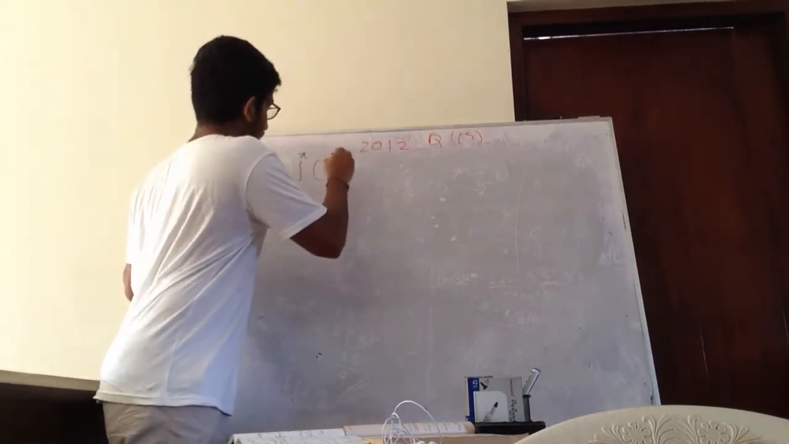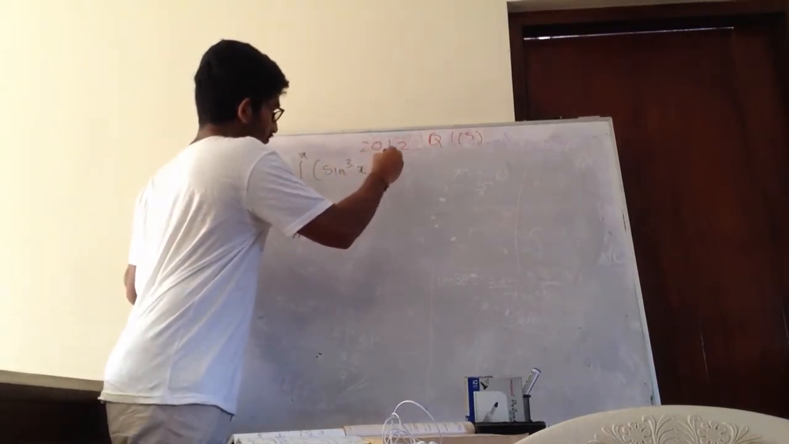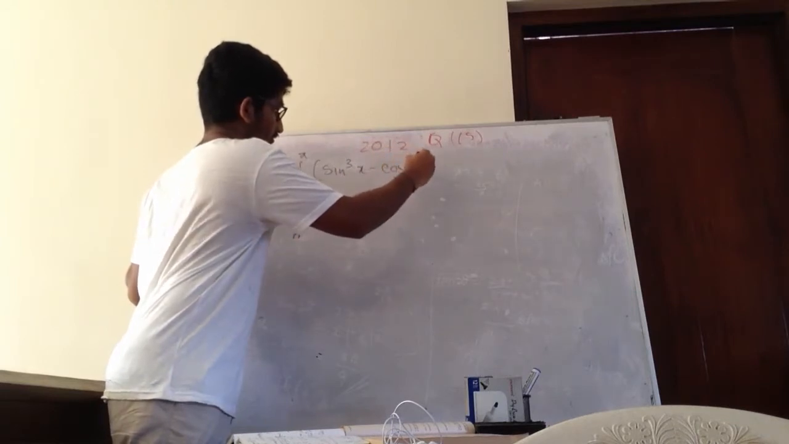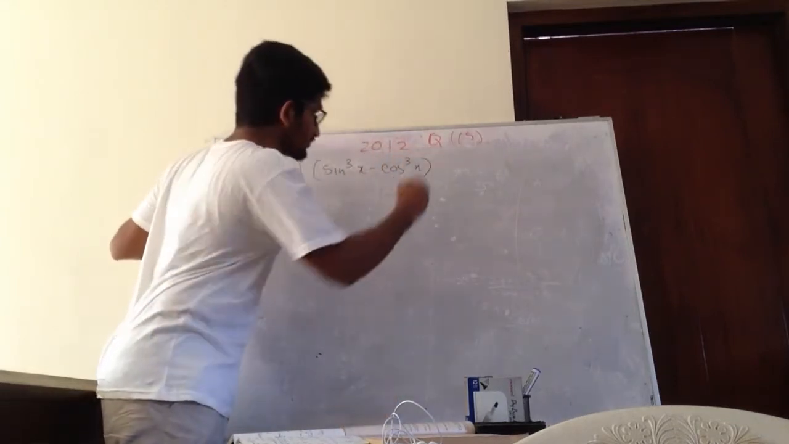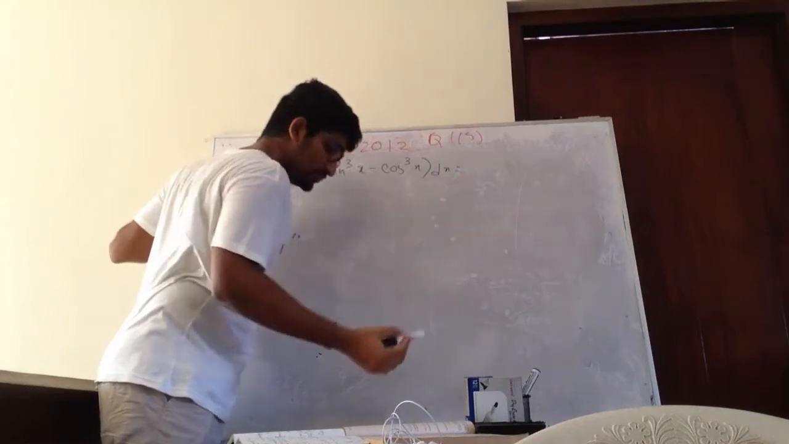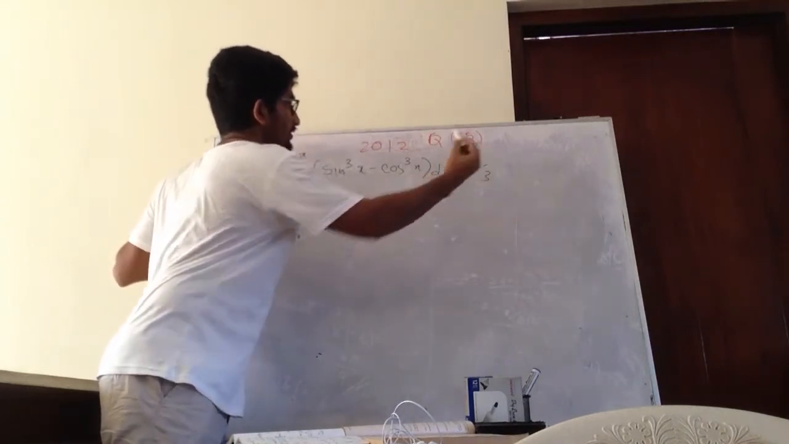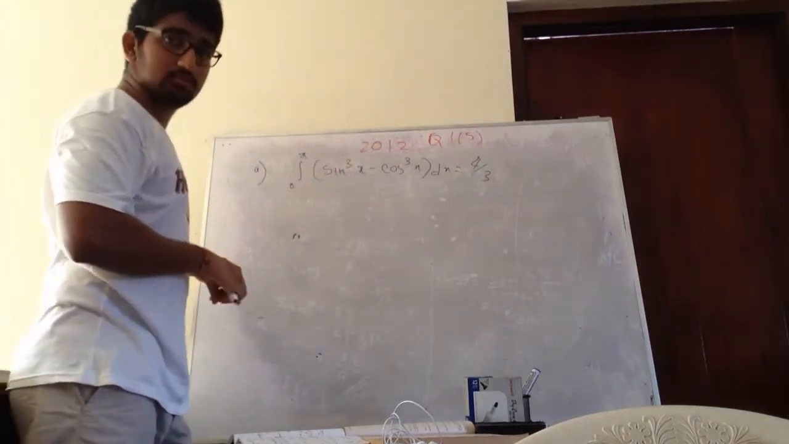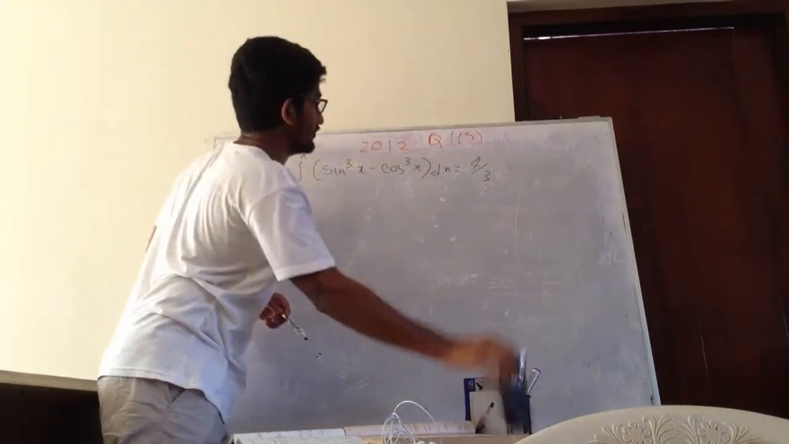the integral from 0 to pi of sin cube x plus cos cube x dx is equal to 4 over 3. Right, now, so this is what they are asking.